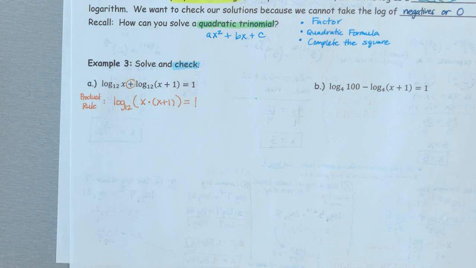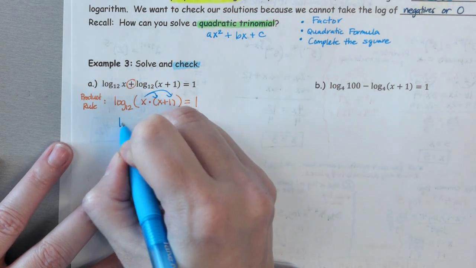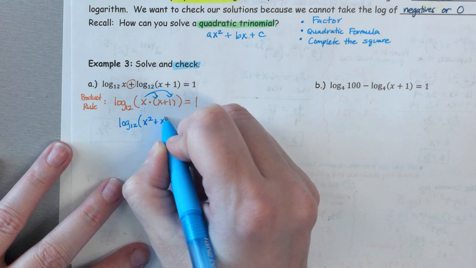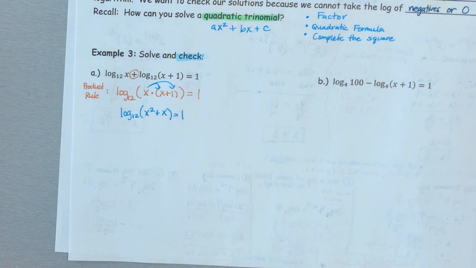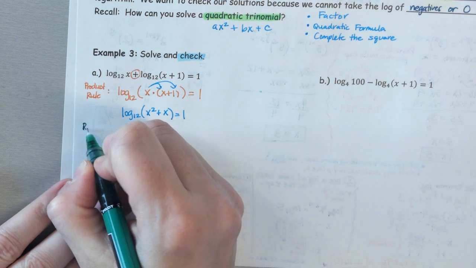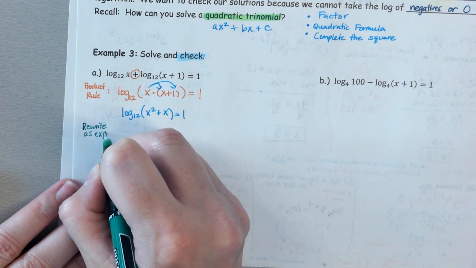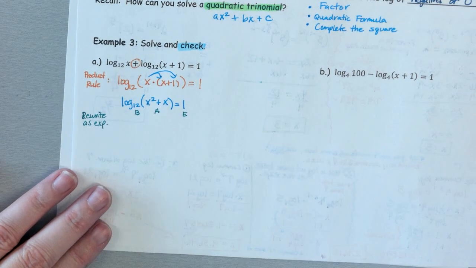So x times x plus 1 is going to be what? Yes, good. So just distribute because there's multiple terms. So this becomes log base 12 of x squared plus x. This is where you can decide. You can either exponentiate, or I recommend that you just rewrite as an exponential function using your base, your answer, your exponent.